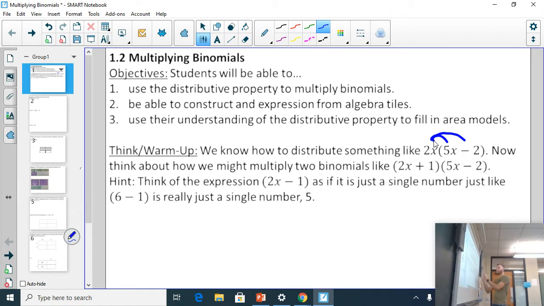And my hint is to think of 2x plus 1 as just a single number, right? Because if we knew what x was, that would be a single number. If x was 2, then 2 times 2 would be 4, plus 1 would be 5, and it would be 5 times that. So really what we can do is treat this all as one thing, and we can multiply it by 5x, and then we can multiply it by negative 2. And we will get into an example of that.